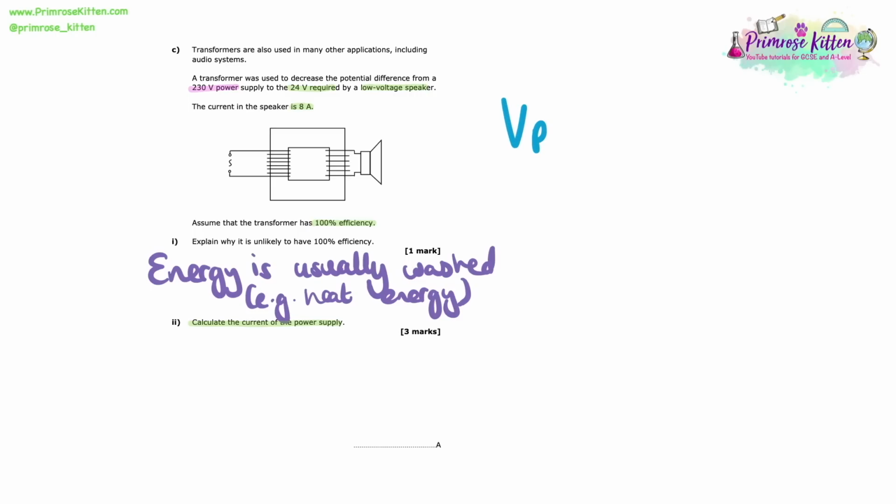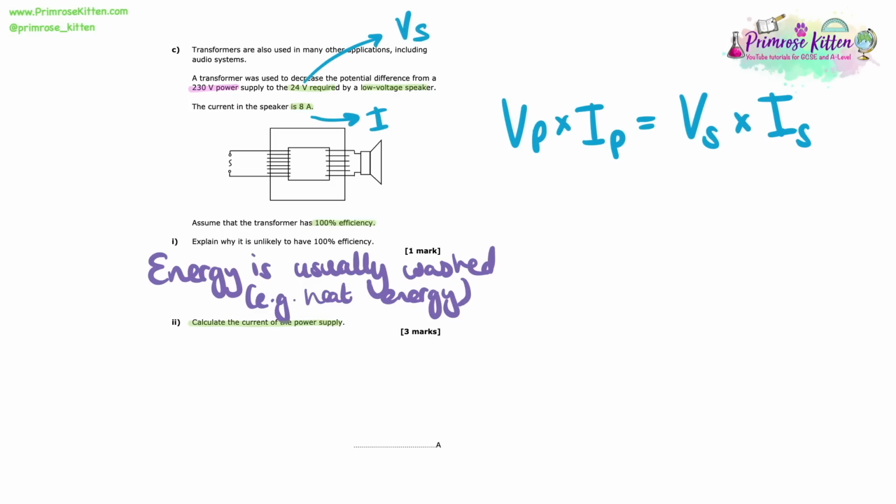Next up, we're asked to calculate the current of the power supply. So the equation that we need to use here for this transformer question is this one here. The primary potential difference times the primary current equals the secondary potential difference times the secondary current. And so here in this case, we're being asked to find that primary current, the one belonging to the power supply. We know the primary potential difference, and we know everything about the secondary coil as well.